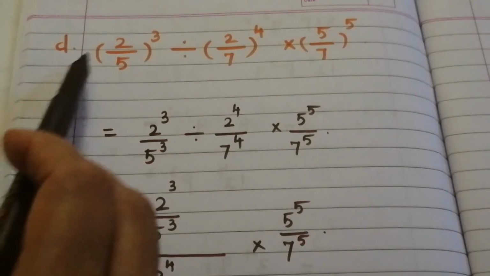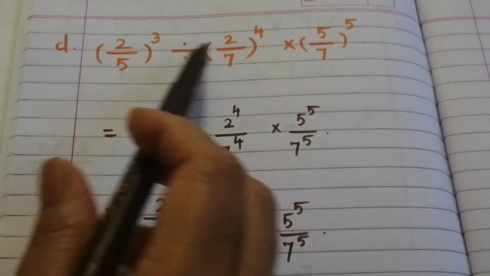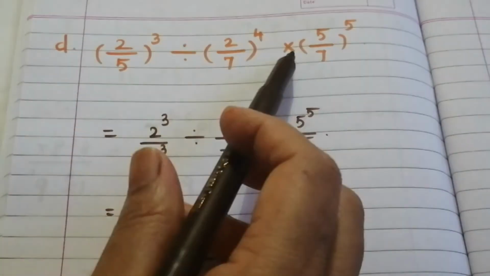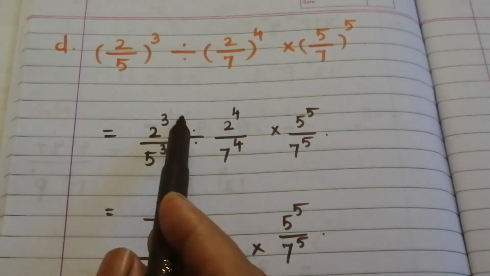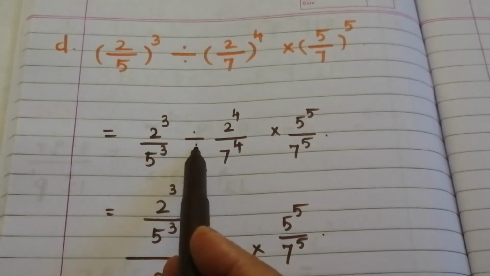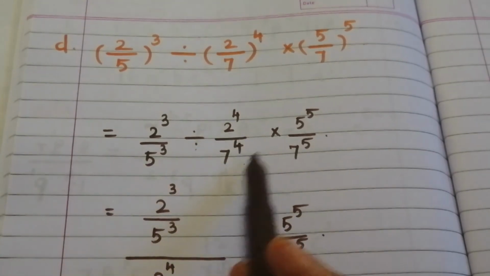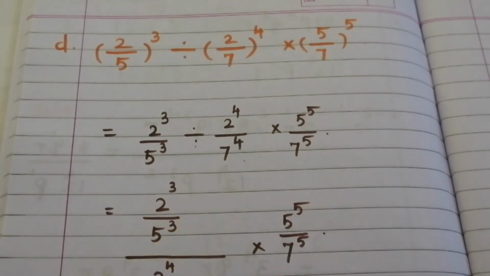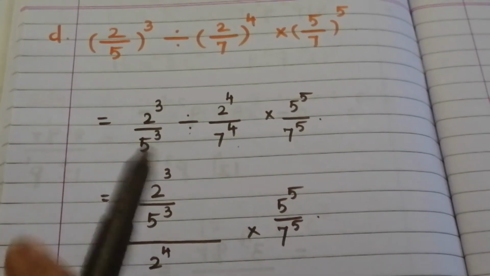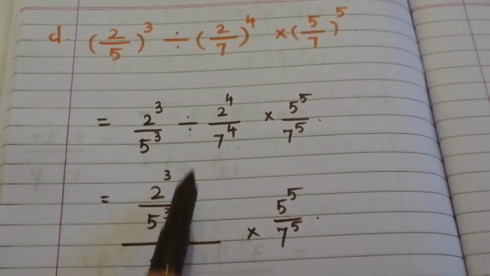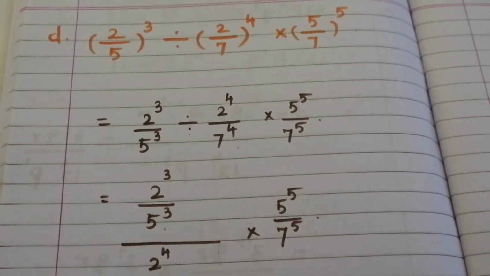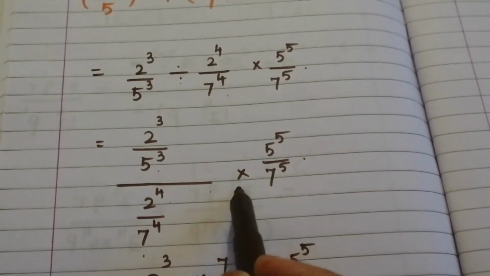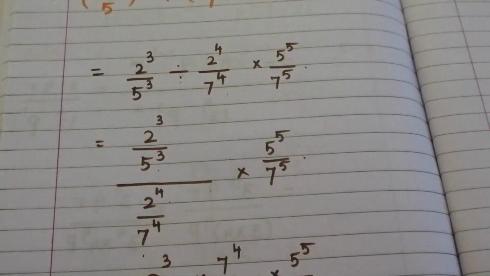And problem D, 2 by 5 whole power 3 divided by 2 by 7 whole power 4 into 5 by 7 whole power 5. Now we have to apply the law of exponents. We get 2 power 3 divided by 5 power 3, divided by 2 power 4 divided by 7 power 4, into 5 power 5 divided by 7 power 5.